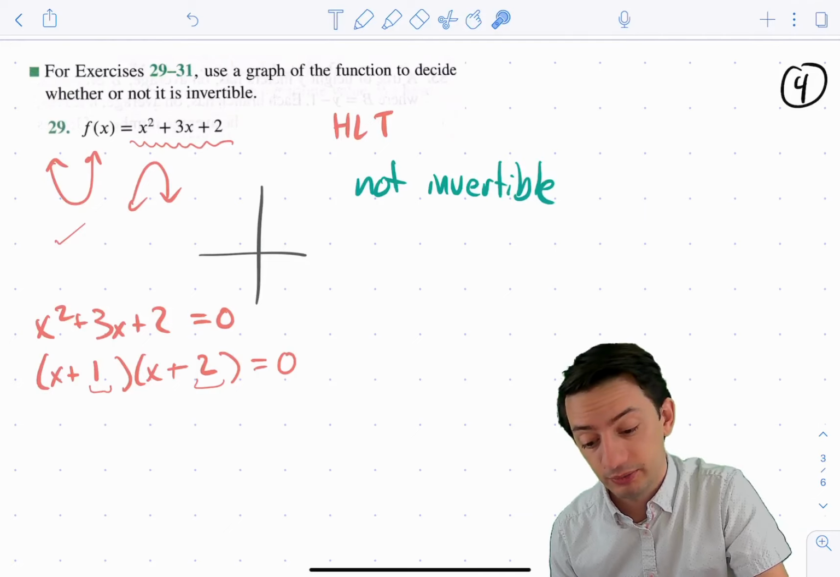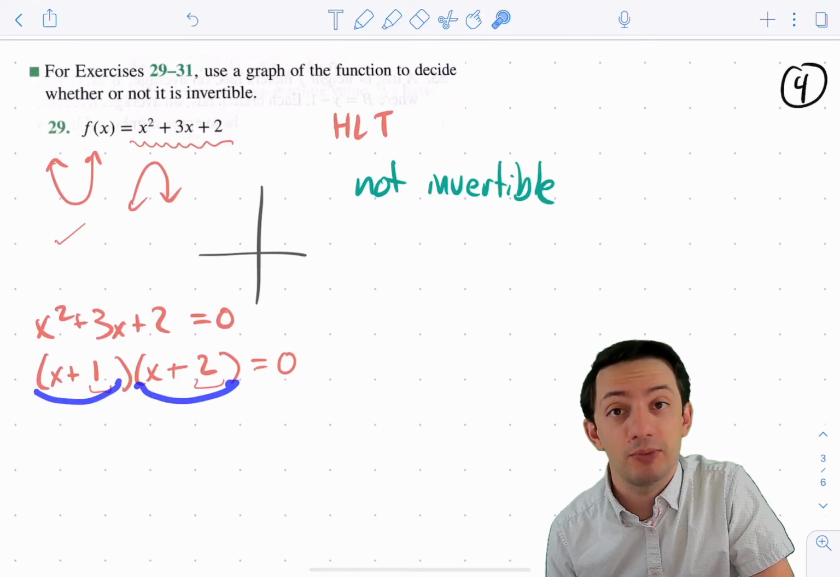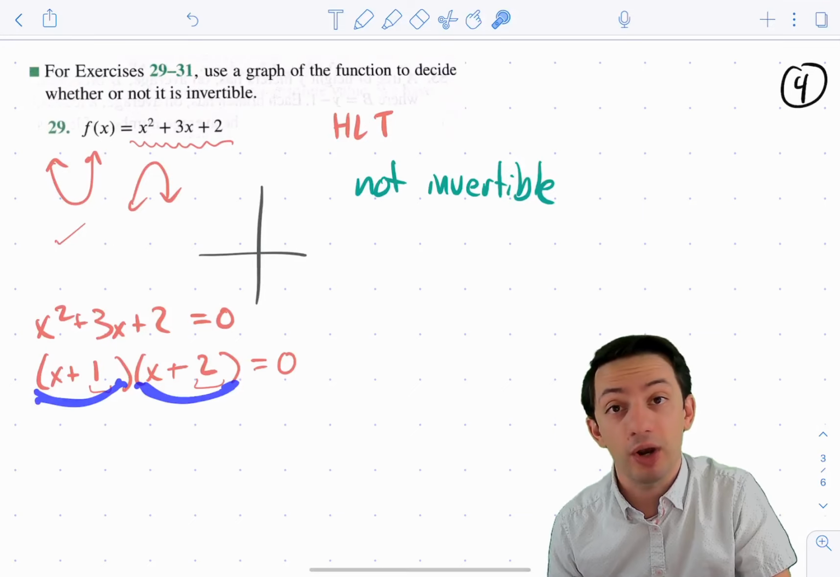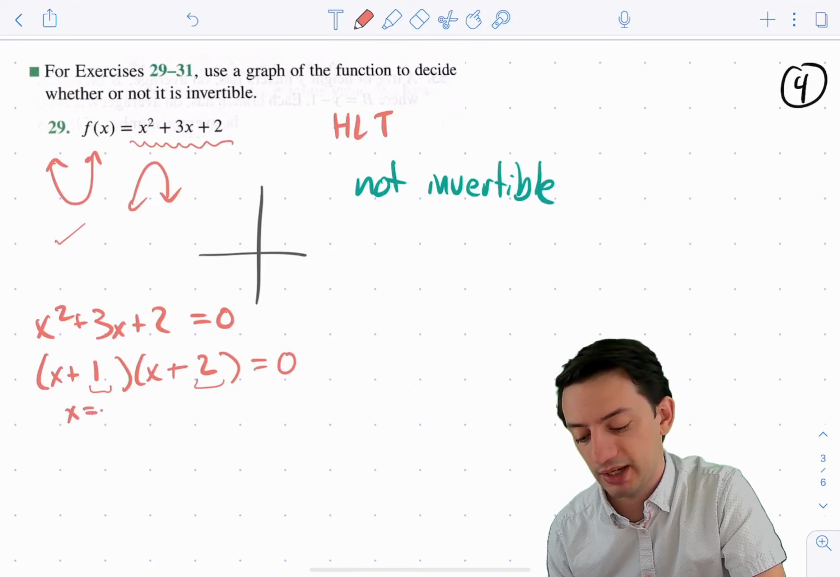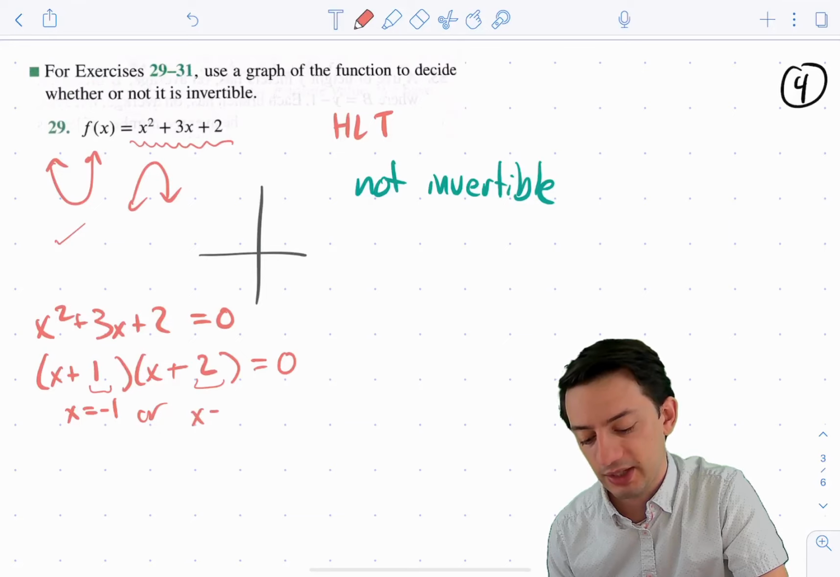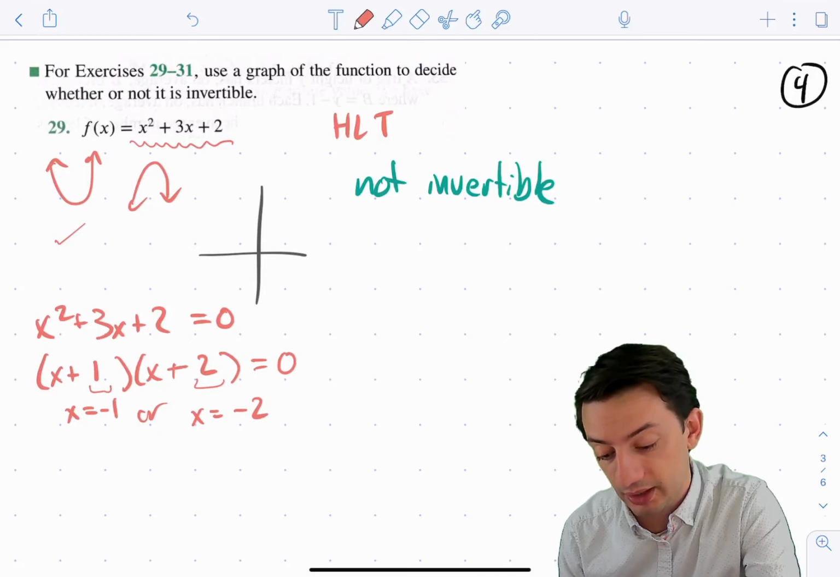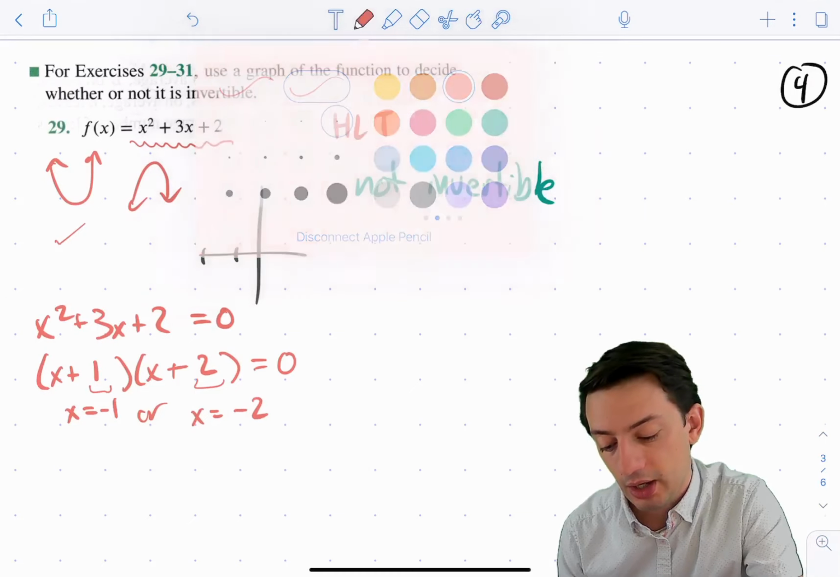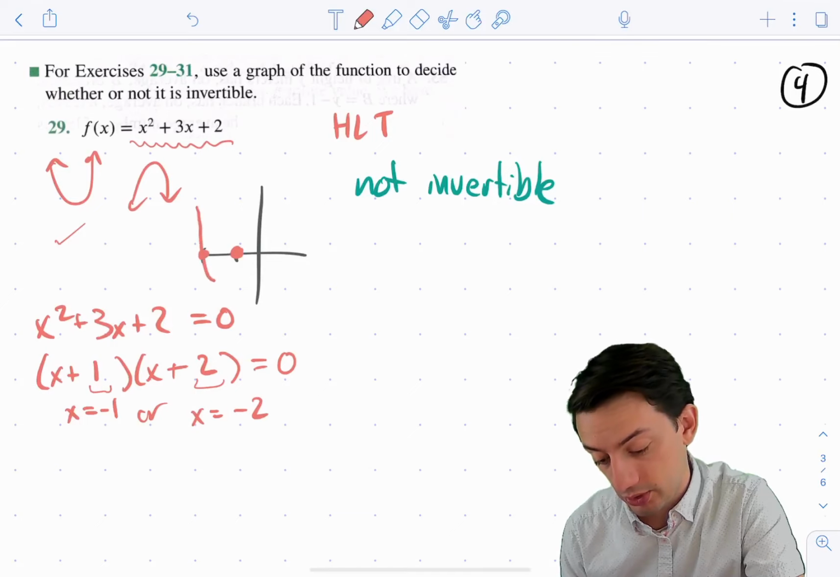But here, this tells us where, because x plus 1 times x plus 2 must be 0. The only way the product of two things could be 0 is if one of them is actually 0 itself. So that means x equals -1 or x equals -2. So our graph looks something like, let's do -1, -2. It crosses 0 at those 2 points, and we know it opens up. So it looks kind of like this.